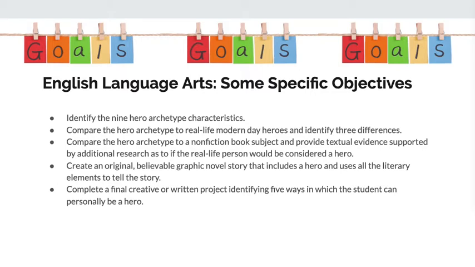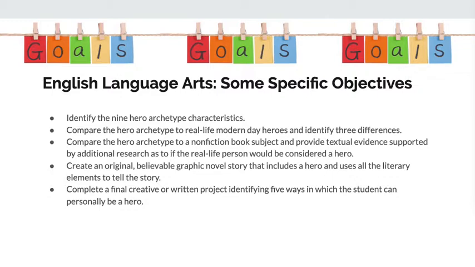Within this Modern Day Heroes unit study, the first thing we did in the ELA section was to identify some specific objectives for our students. They are to identify the 9 hero archetype characteristics. Students will compare the hero archetype to real-life modern-day heroes and identify 3 differences. They will compare the hero archetype to a nonfiction book subject and provide textual evidence supported by additional research as to if the real-life person would be considered a hero.